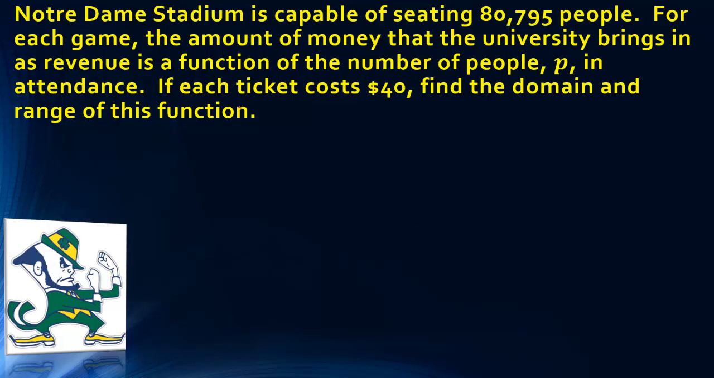All right, let's try a word problem, because I know how much you guys love these. So, Notre Dame Stadium is capable of seating 80,795 people. Yes, I looked it up. Yes, that's correct. For each game, the amount of money that the university brings in as revenue is a function of the number of people, which we're going to call P, in attendance. So if each ticket costs $40, find the domain and range of this function.